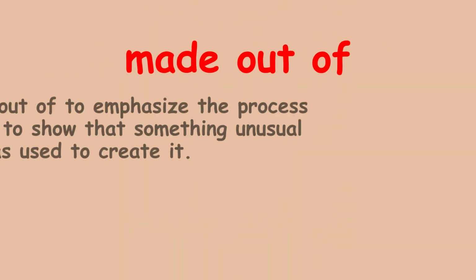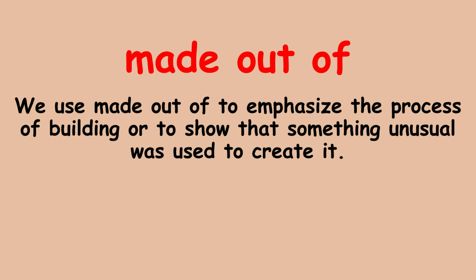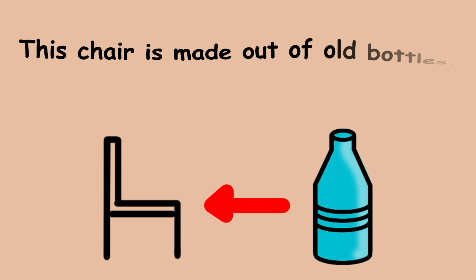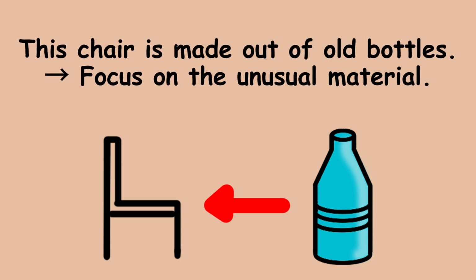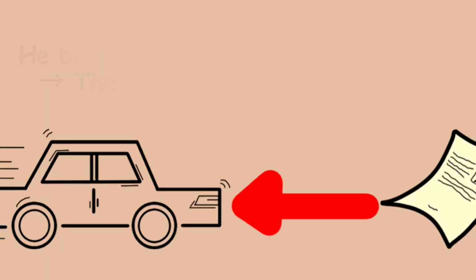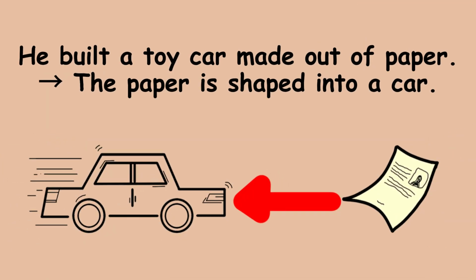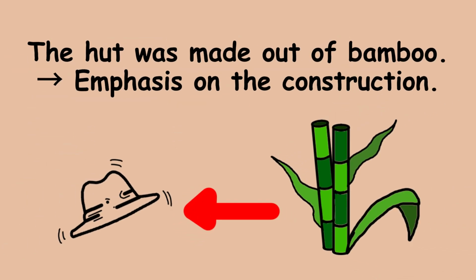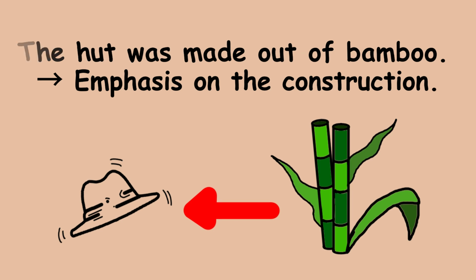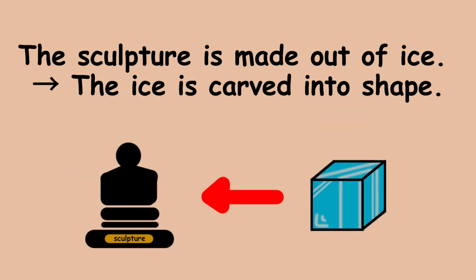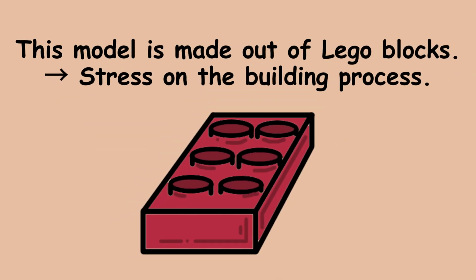Made out of. We use made out of to emphasize the process of building or to show that something unusual was used to create it. For example, this chair is made out of old bottles. Focus on the unusual material. He built a toy car made out of paper. The paper is shaped into a car. The hut was made out of bamboo. Emphasis on the construction. The sculpture is made out of ice. The ice is carved into shape. This model is made out of Lego blocks. Stress on the building process.